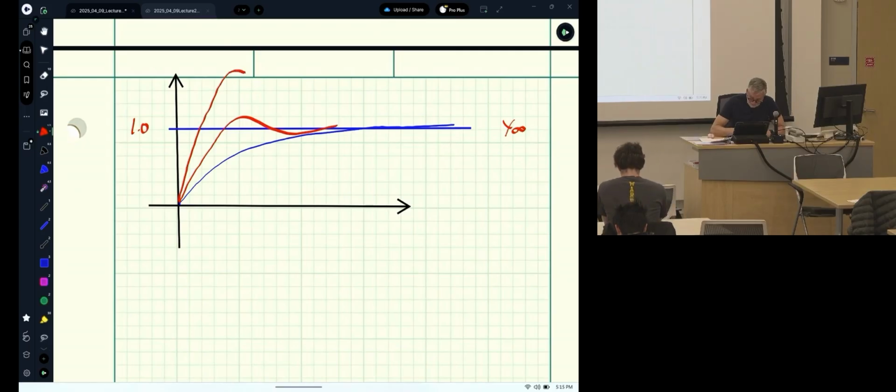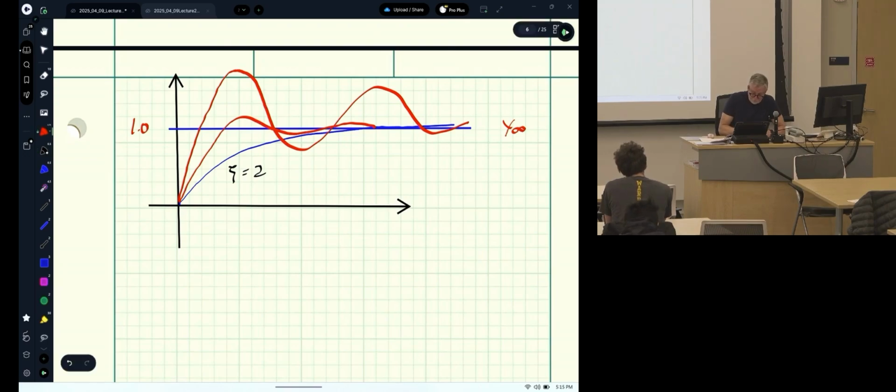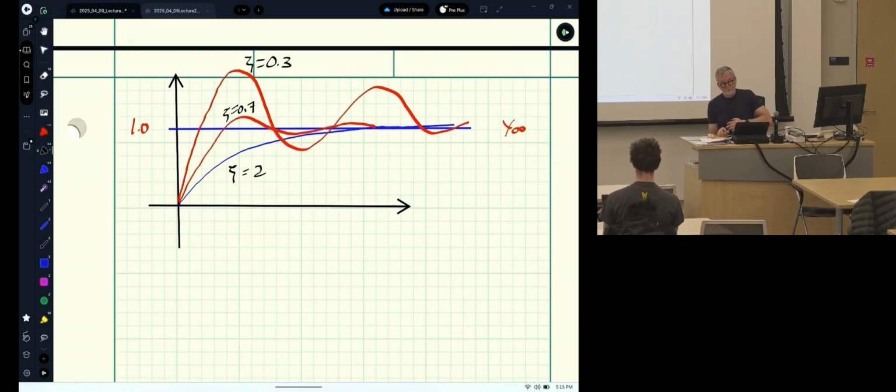It's very lightly damped. You get things like this. Okay, so there's a better picture in the book. And all of these curves are parameterized, so this would be like zeta equals 2. This one, zeta equals 0.7. This one, damping ratio 0.3, for example.